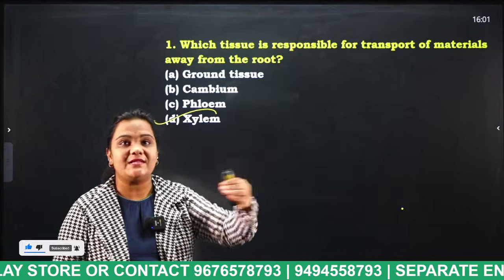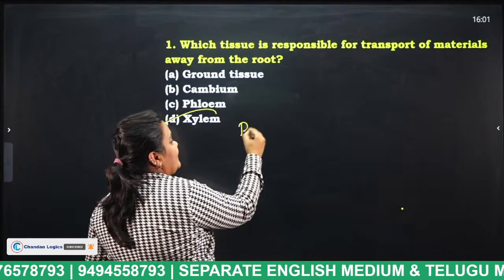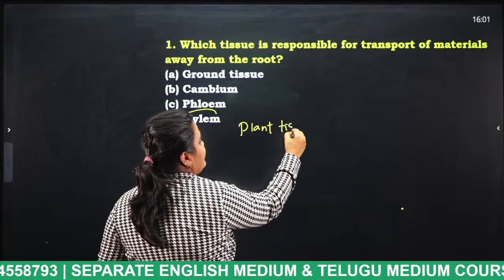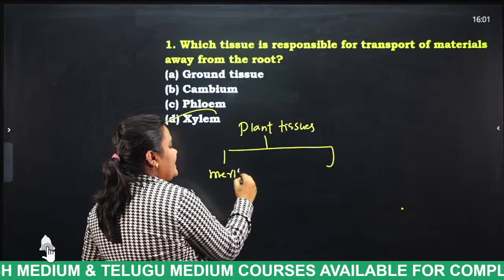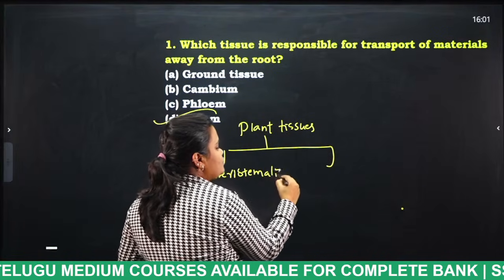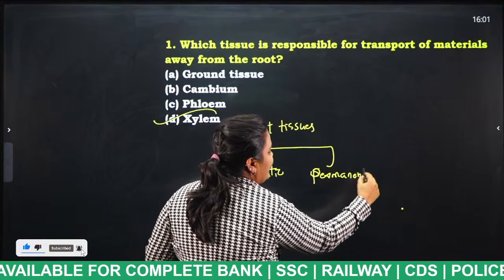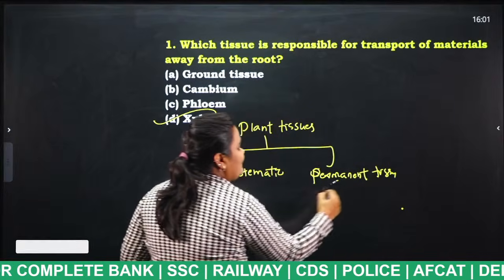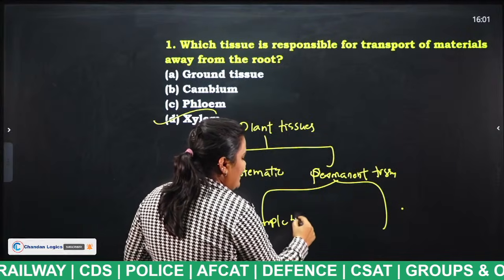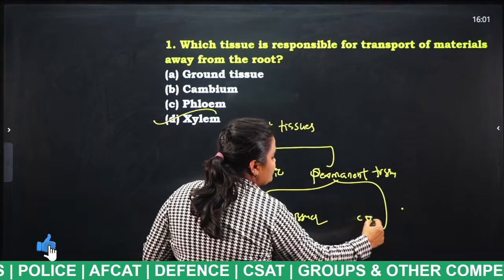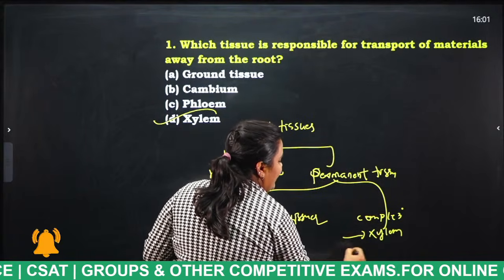Generally, how many types of plant tissues do we have, students? Mention your answers in the comment section. We have two types of plant tissues. What are those? Meristematic tissue, and the next one is permanent tissue. The permanent tissue is again classified into simple tissues and complex tissues. And from the complex tissues we have two more types, xylem and phloem.